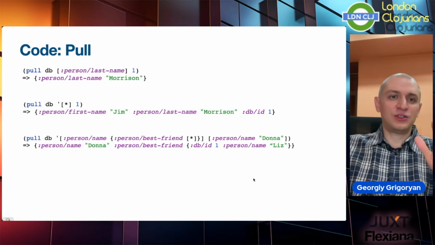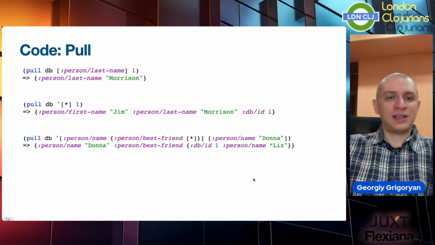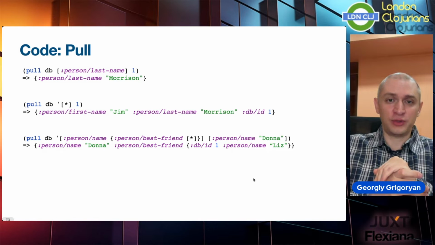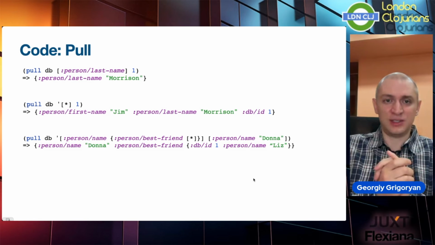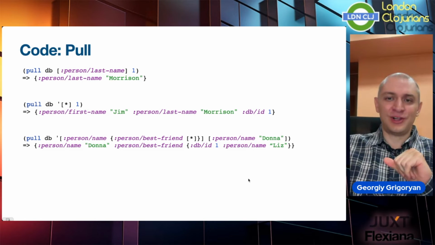This is just to get a sense. So in the first example, we pull the last name from entity ID1, and we get this map with just the last name in it. Second example is a wildcard, and so we get the whole entity. And the last example, we have a join there on person best friend, because we see in the spec it's a map, so that indicates a join. And then we get a more complex result there.